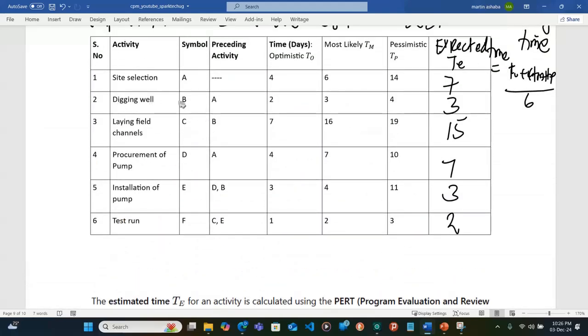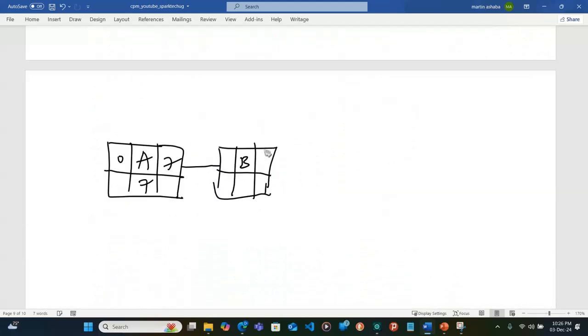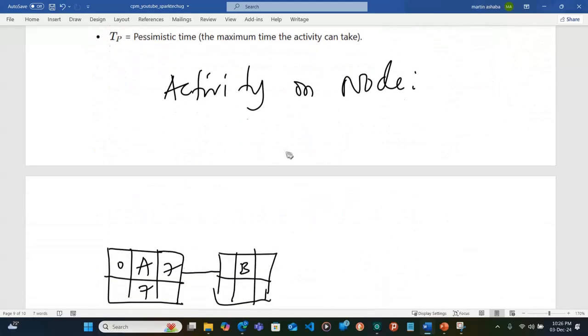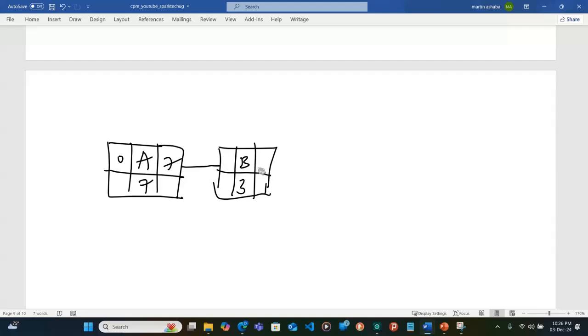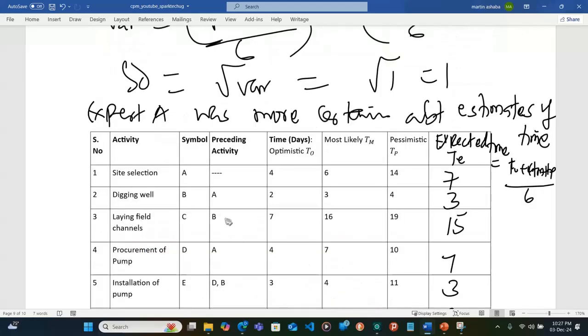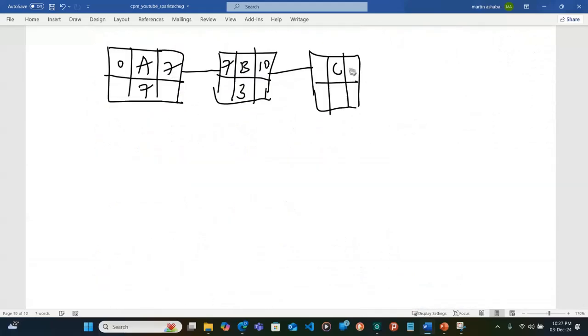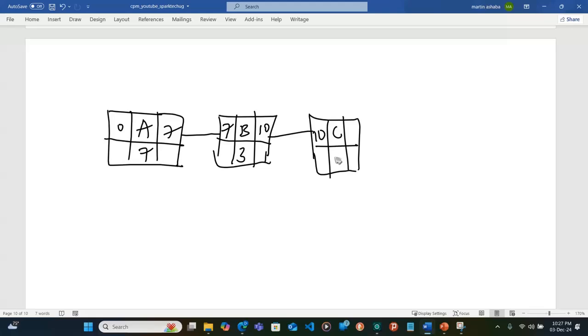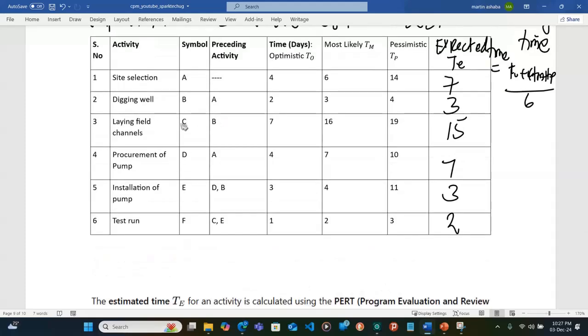So when you finish A, you go to B. This is B, and B takes how many days? It takes 3. So this B will start after A, so this is 7 plus 3, that is 10. Then after B, we got C. This is 10, and C takes 15 days. So if this is 15, this is 25.